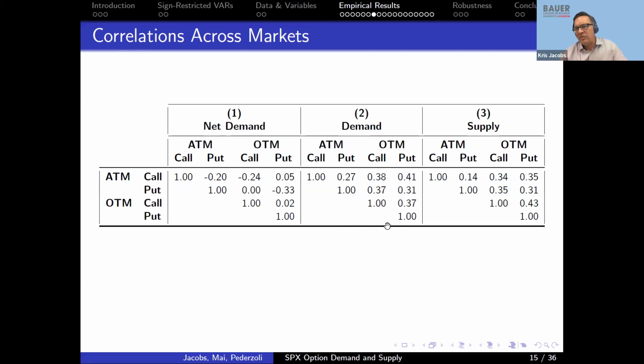It also turns out that from the demand side, once you look at the latent demand, there's a lot of co-movement between these different markets. Now, please let me remind you that this is by no means built into the analysis, because the analysis proceeds one market at a time. So we're re-estimating the VAR for at the money calls and puts, out of the money calls and puts separately. So there's no way that any restrictions in the VAR could be causing this.